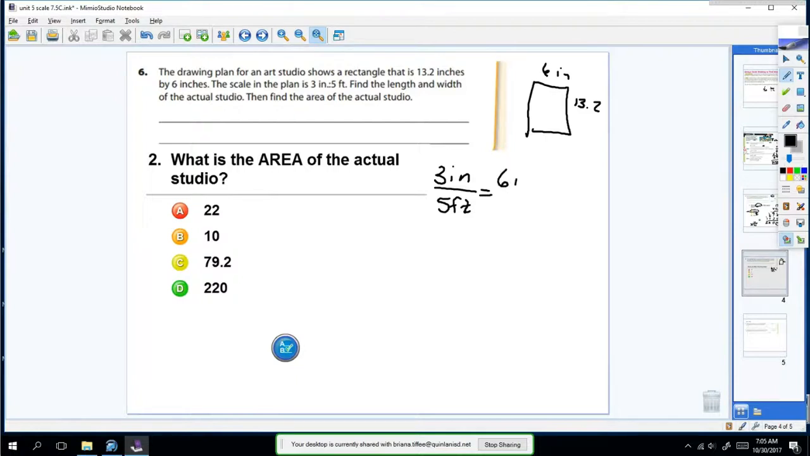We're going to take 6 inches. 6 times 5 is 30. 3 times x is 3x. Divide by 3. You get 10 is equal to x. So I do see my answer there, but that's not it. It's asking for the area. So I know that's one of my new lengths. So let's try the next one.